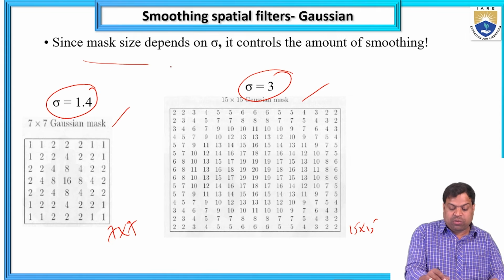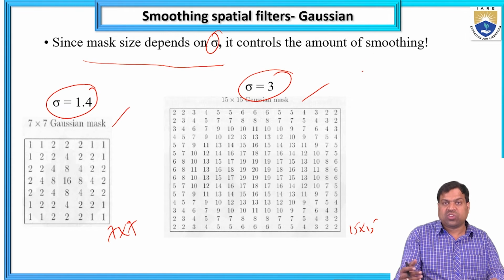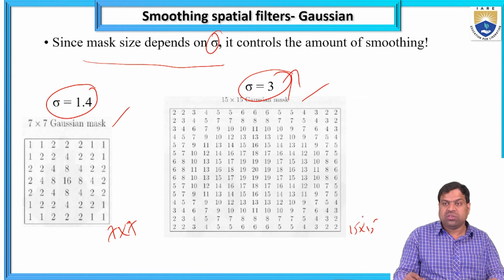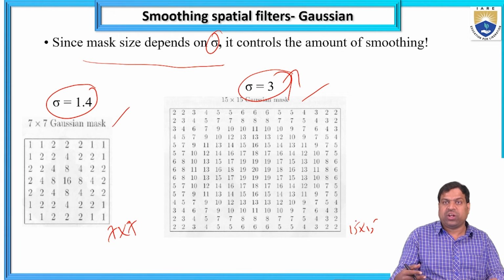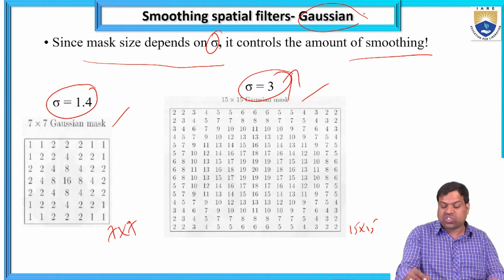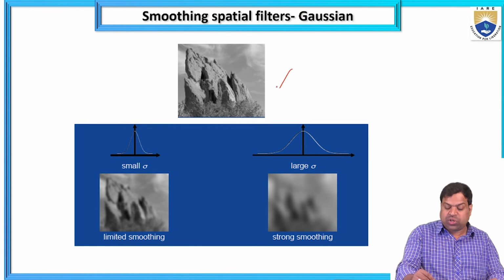Whatever sigma value I am taking, it depends on your mask size. Suppose sigma value equal to 1.4 means the mask is 7 by 7. Here I am increasing the sigma value, then the mask size also increases. So 7 is converted to 15. So it depends on your sigma value. The mask value is changed, and that is the amount of smoothing. I am applying a Gaussian filter here. It is another example with the input image.